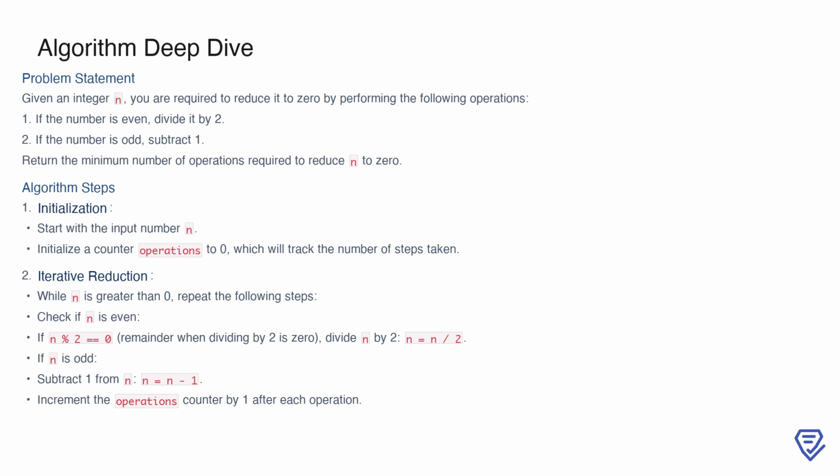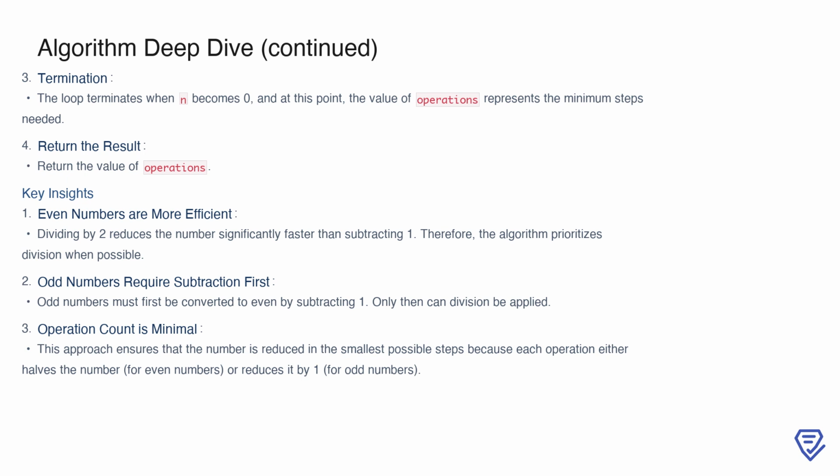Then, we repeatedly process the number, checking whether it is even or odd. If it's even, we divide it by 2, and if it's odd, we subtract 1. After performing either operation, we increment the operations counter by 1. This process continues until the number becomes 0, ensuring we count every step along the way. Once the number n is reduced to 0, the loop terminates, and the algorithm returns the value of the operations counter. This number represents the minimum steps required to achieve the goal.